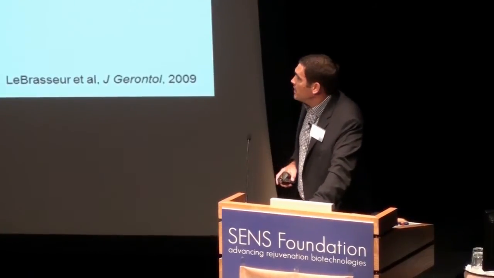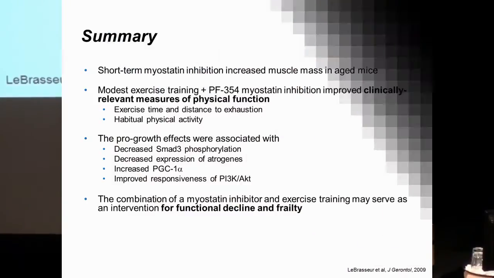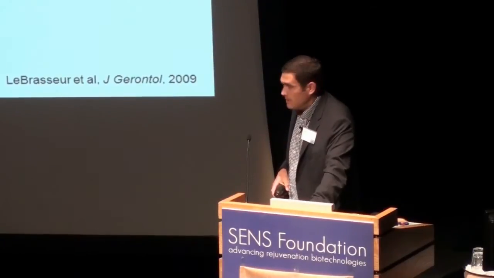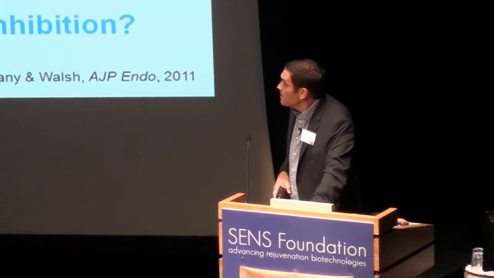So just in terms of the story in aging and physical function and muscle mass, clearly short-term myostatin inhibition increased muscle mass in aged mice. In combination with the exercise training, we really saw the most pronounced effects on exercise time and distance to exhaustion and habitual physical activity levels. And as we go through the talk, again, we try to sell these as really clinically relevant measures of human function and performance. I'll come back to the signaling events in a little bit, but we're excited that myostatin inhibition may in fact be a viable intervention for functional decline and potentially frailty in late life.